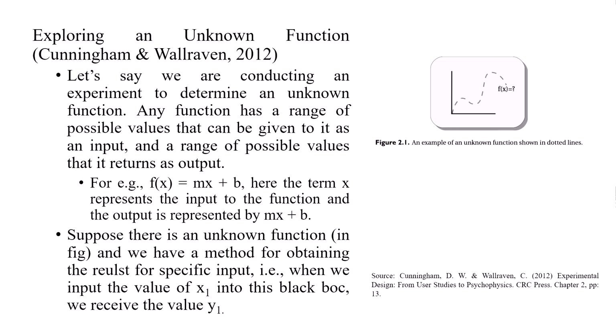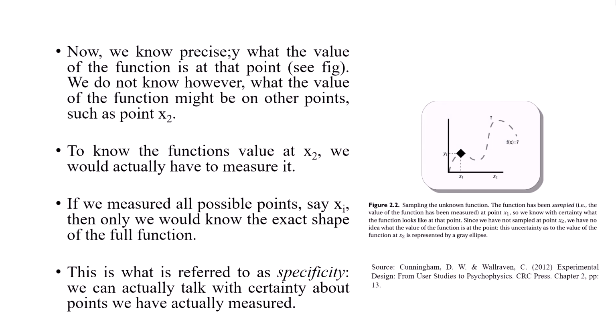Suppose there is this unknown function, which you can see in the figure. We have a method for obtaining the result for a specific input. Say, when we put in x1, we get the output y1; x2, y2. So for xi we get, say, yi, the corresponding value. So we are sampling: every trial is giving us some output out of this, let us say, participant, or function in this case. Okay.